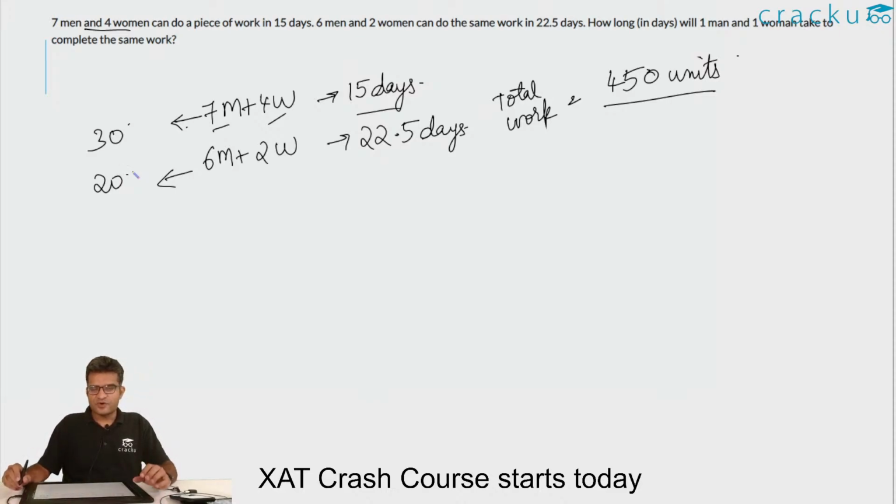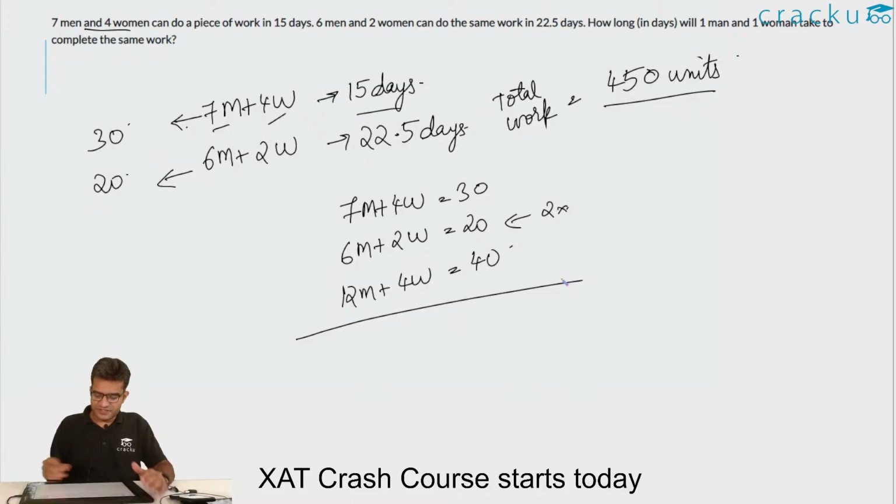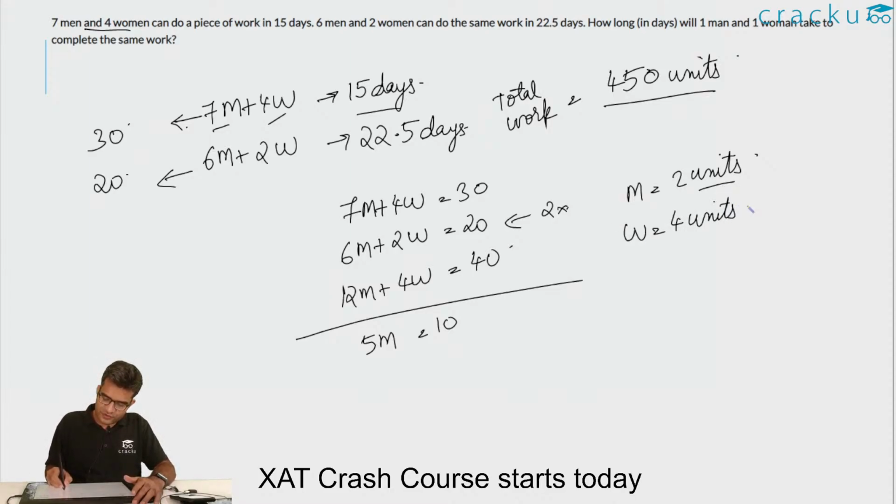Now we can calculate the amount of work that is done by one man and the amount of work that is done by one woman in one day, because 7m plus 4w is equal to 30, 6m plus 2w is equal to 20. So if you multiply the second equation by 2, you are going to get 12m plus 4w is equal to 40. If you subtract the first equation from the third equation, you are going to get that 5m is equal to 10, or the value of m is 2 units. If m is 2 units, w will be equal to 4 units. You can substitute it in any one of the two equations to find this out.